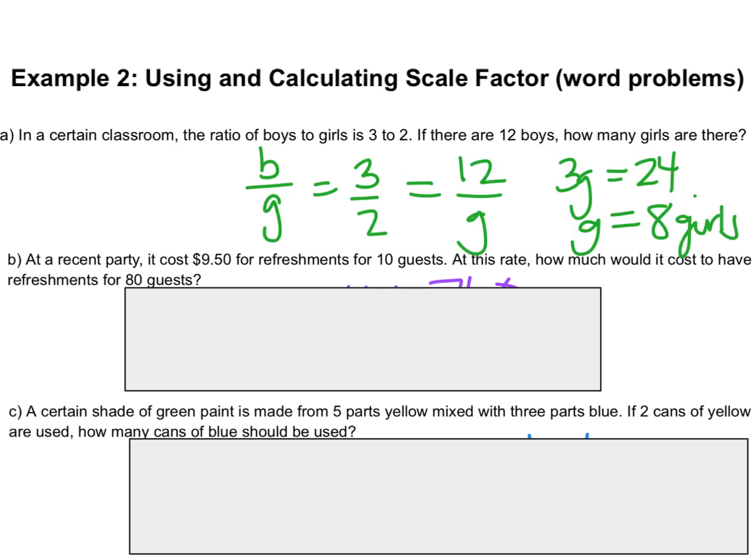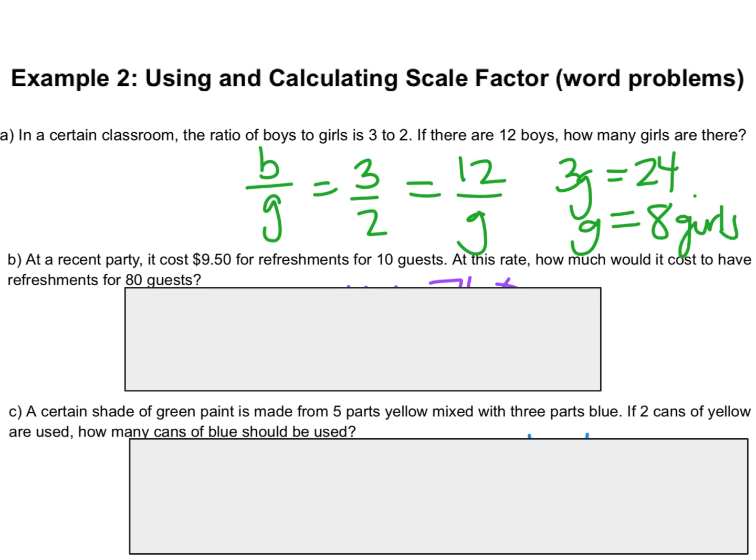So the ratio that we're going to set up is boys to girls is 3 to 2. Boys to girls is 3 over 2. So if we have 12 boys, and this is where the pattern comes in, it's 3 boys to 2 girls. If it's 12 boys, the 12 has to go on top. Then we cross multiply to get 3g equals 24 and solve. So we need a pattern in a proportion equation and cross multiply and solve.